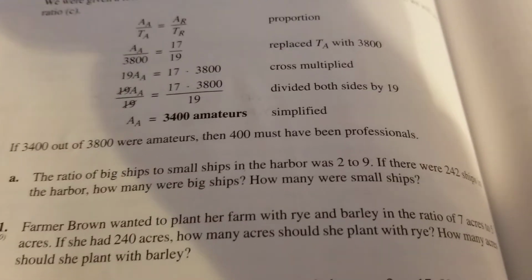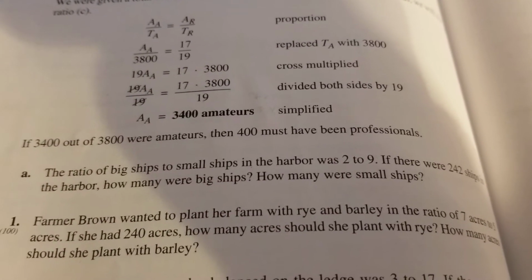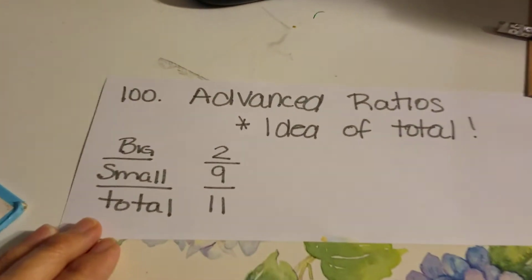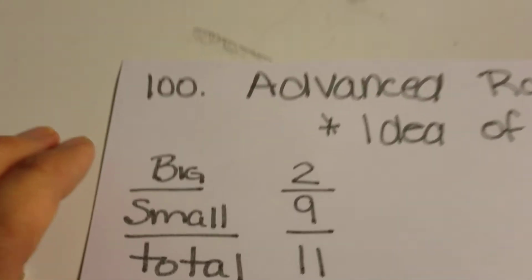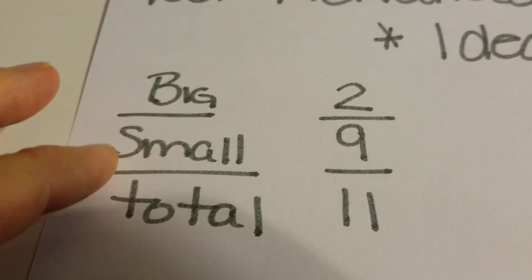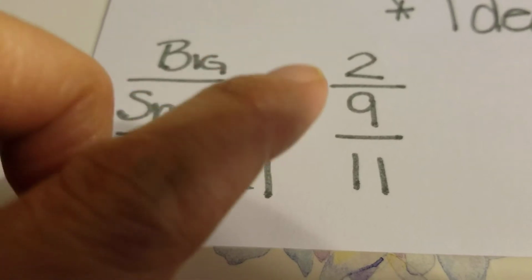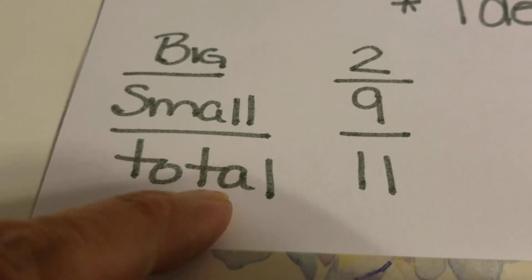Okay, so this is a little tougher than some of the ratio problems we've done in the past because we're dealing with this concept of how many in total. All right, so the first thing we do is we set up kind of our ratio workstation. And this gives us our big to small, and they said it's 2 to 9. But it also gives us our total.